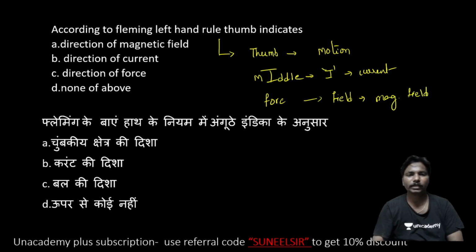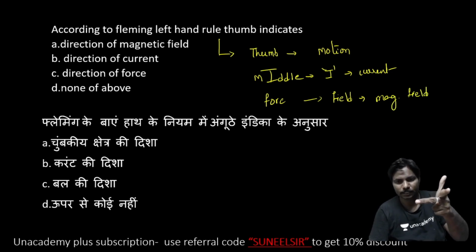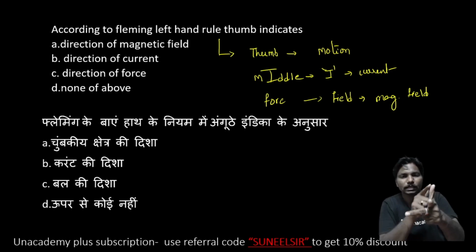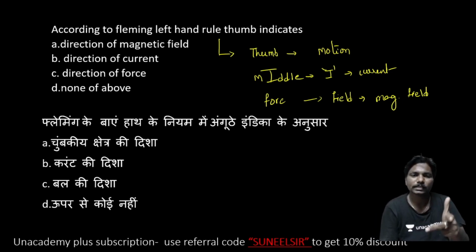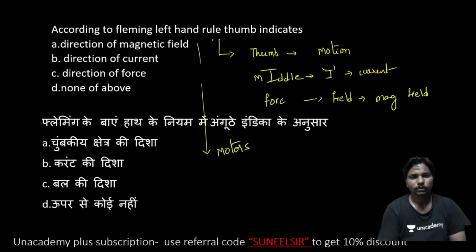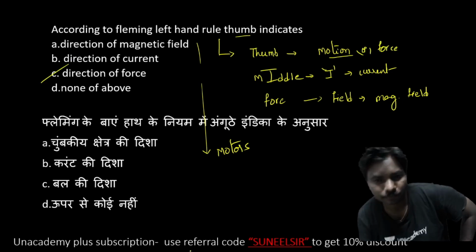That means if you take your left hand and take the three fingers, forefinger, middle finger and thumb, mutually perpendicular to each other, the forefinger shows the magnetic field, the middle finger shows the current, and the thumb gives the direction of the motion or force. This left hand rule is used in the case of motors. Here they are asking the thumb, direction of the motion or force, so you answer option C.